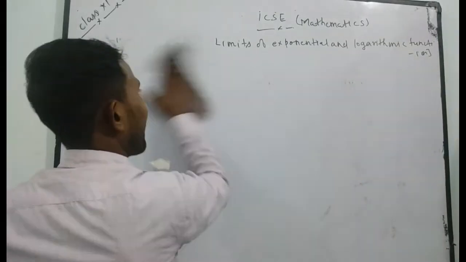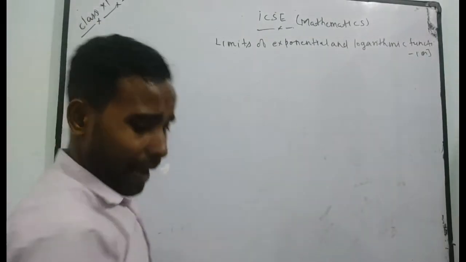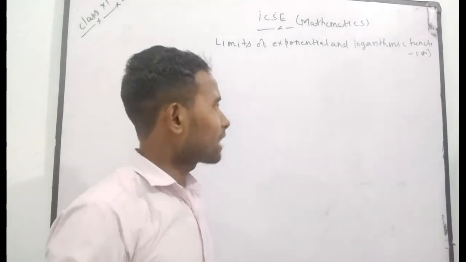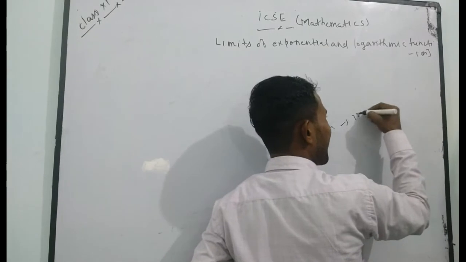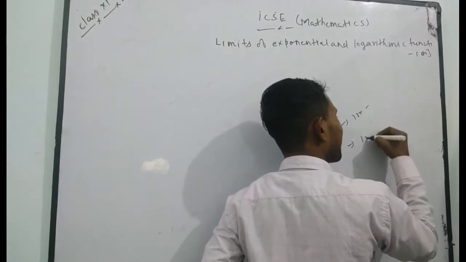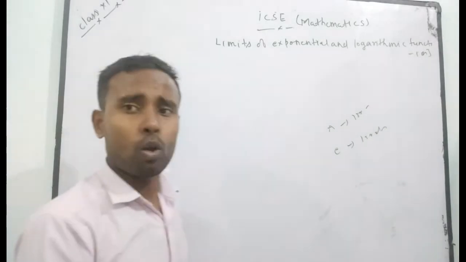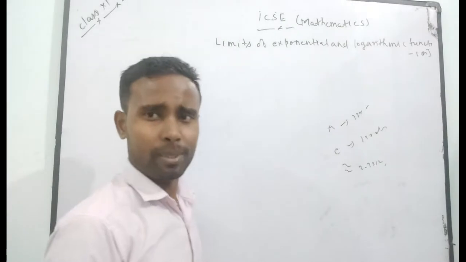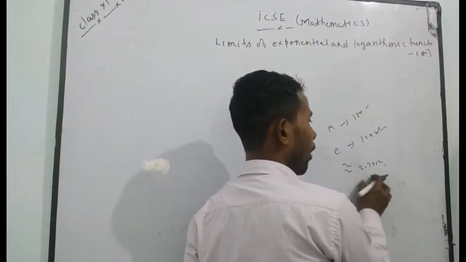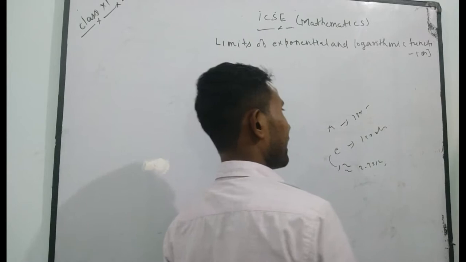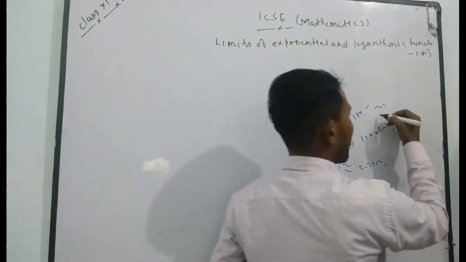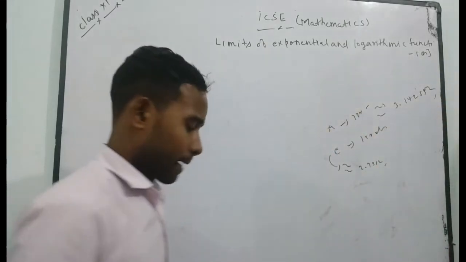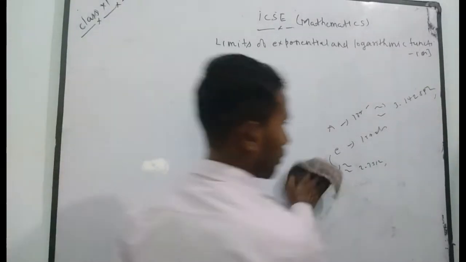Do you know, as pi is also irrational, similarly e is also an irrational number whose approximate value is 2.7312. Remember it. And as you know, pi is also an irrational number whose approximate value is 3.142857. Remember it.